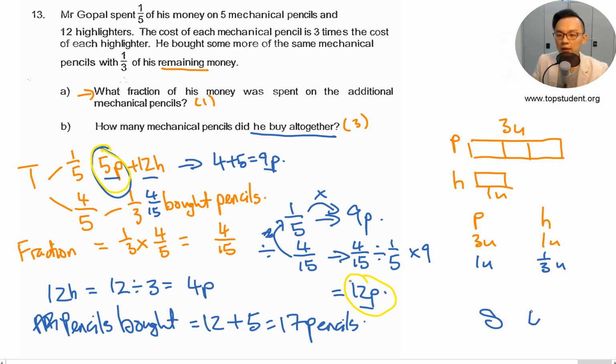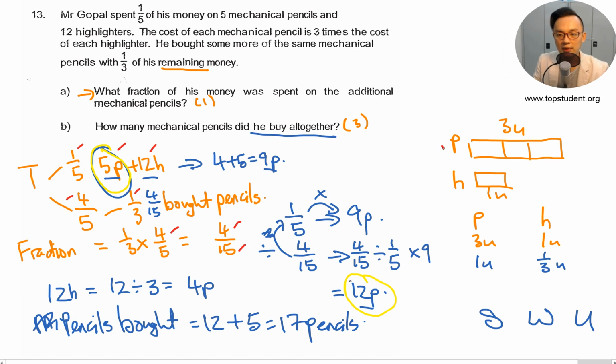Alright, so checking SWU, substitution, make sure I got all the substitution correct. 1/5 is 5 pencils, 12 highlighters. 5 pencils, 12 highlighters, correct. Let's put a small tick over here. Remaining is 4/5, that's correct. 1/3 of his remaining money, 1/3 of his remaining money, correct. 1/3 times 4/5, correct, equals 4/15. Just check my working is correct. Pencils is 3 times of highlighter. Just check, make sure this is correct. Very easy. A lot of people mix up H and P.